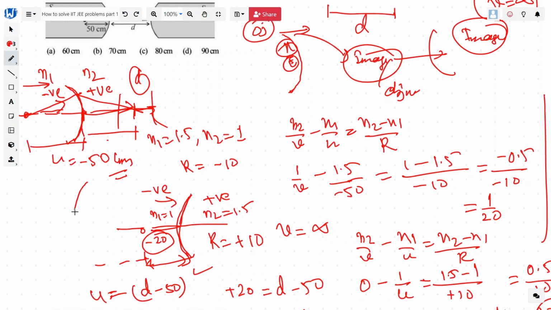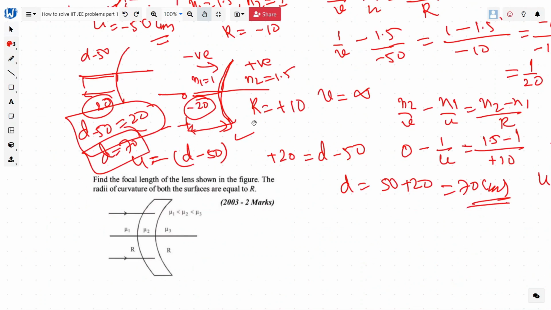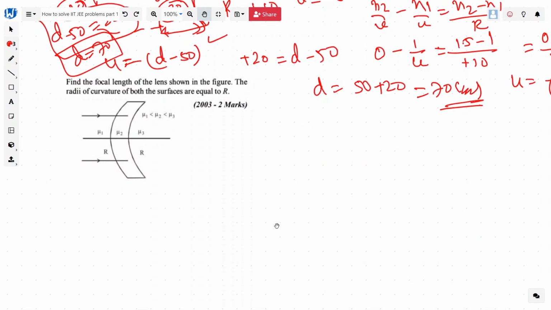So if there's confusion, let me clarify. So this is the second surface, right? And we know this distance is d minus 50, and we also found out that because u is negative, this distance is also 20 centimeters. So simply d minus 50 is equal to 20. Okay, take that on that side, add that up, 70 is the answer, and that is option number B. We'll go with that. Okay, now let's move to another problem.